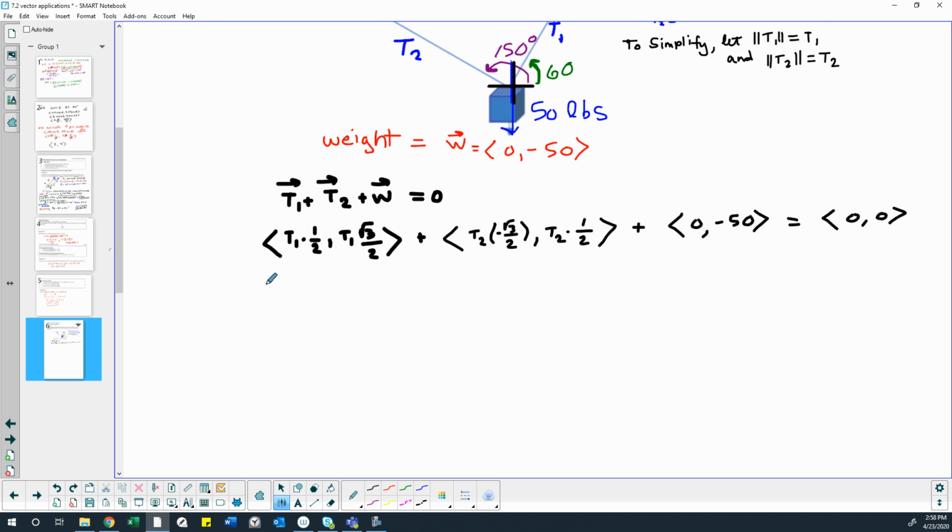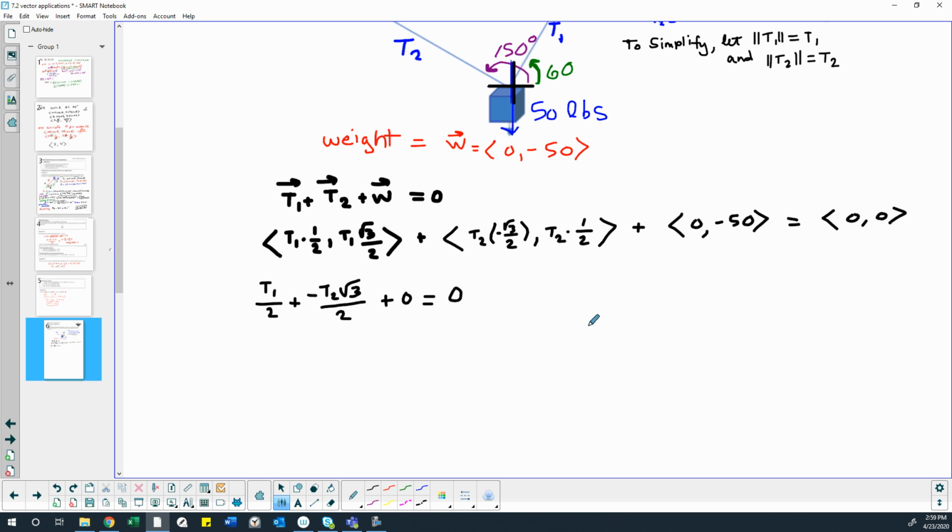So right here we will have t1 times 1/2. I'm just going to call that t1 over 2. We're going to add that to t2 times negative square root of 3. Actually, I'm going to do negative t2 square root of 3 over 2. And we're going to add that to 0. So those are the x components of all three vectors, and we want that to reach equilibrium, which is 0.